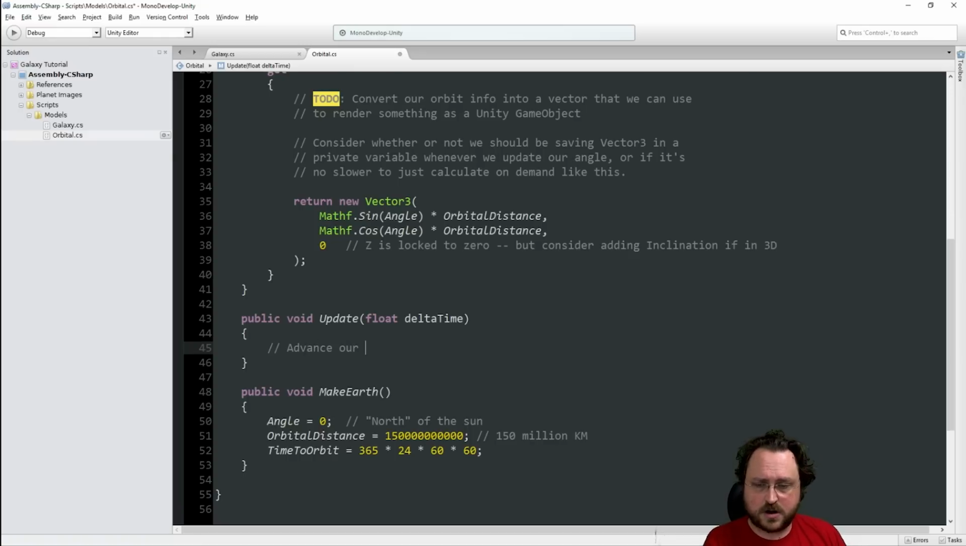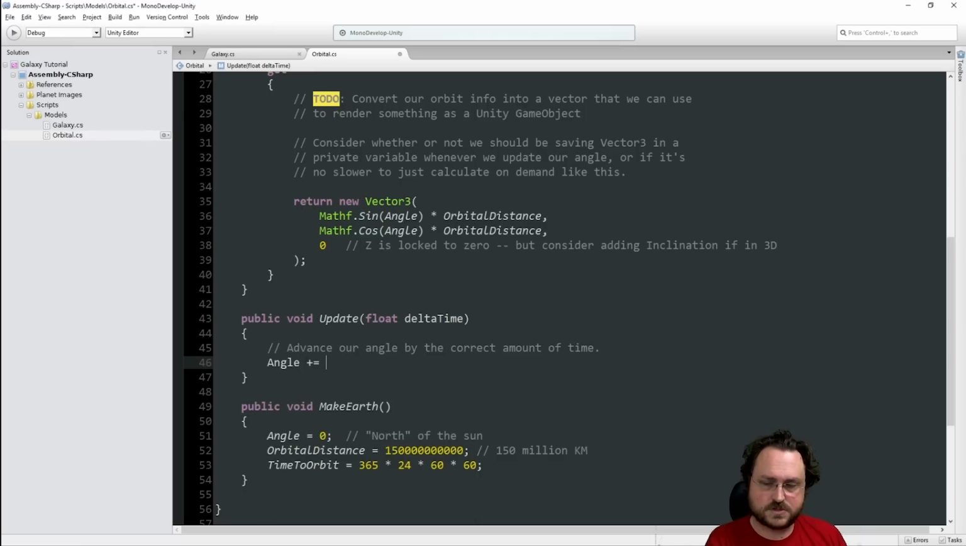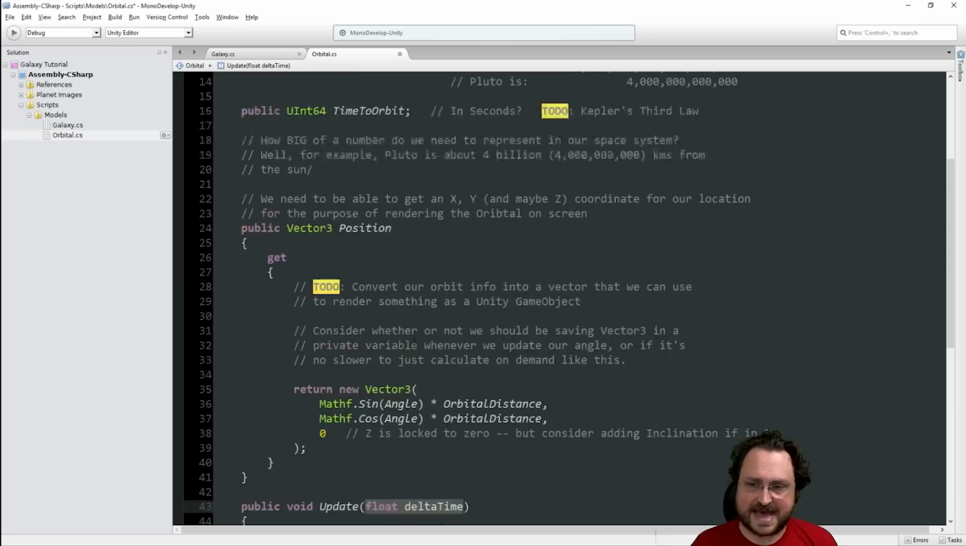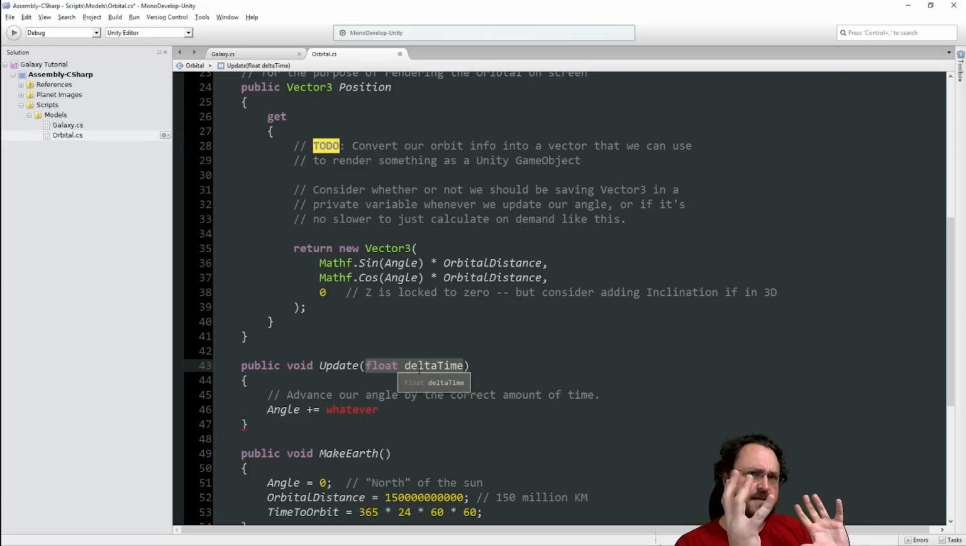So advance our angle by the correct amount of time. Now, what we could do is some sort of angle plus equals whatever. But what if, instead of delta time, because this is 100% deterministic. One thing that can happen here, if we keep changing the angle by some amount, and we keep getting these little tiny delta times, things can sometimes drift because of the inaccuracy of floating point numbers.